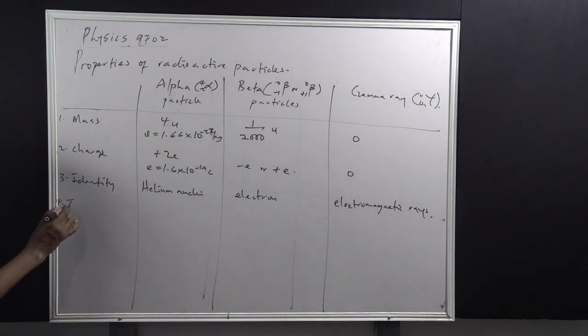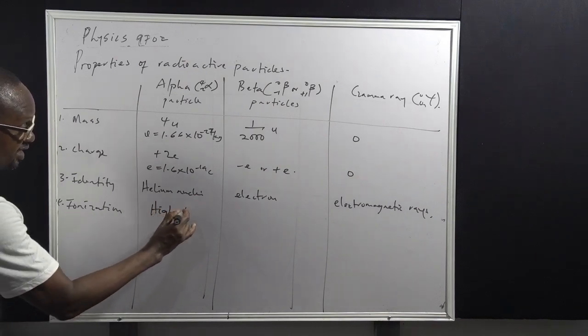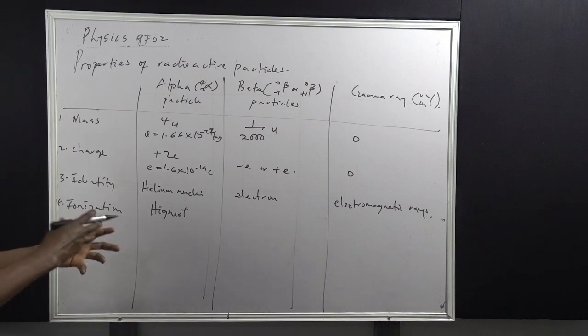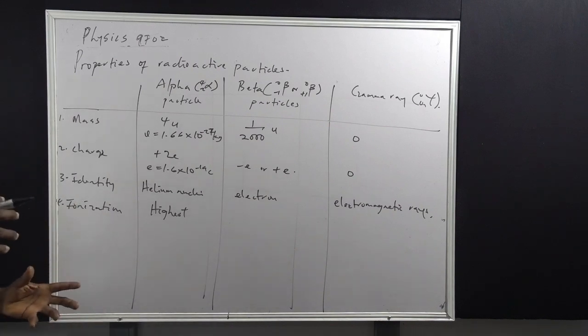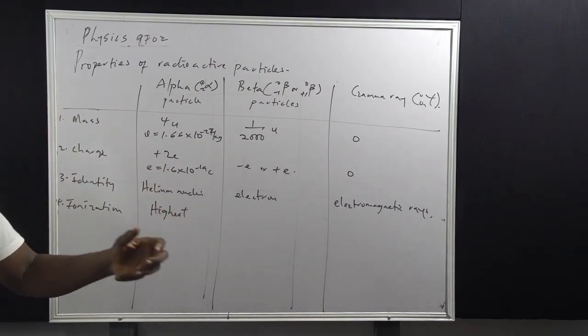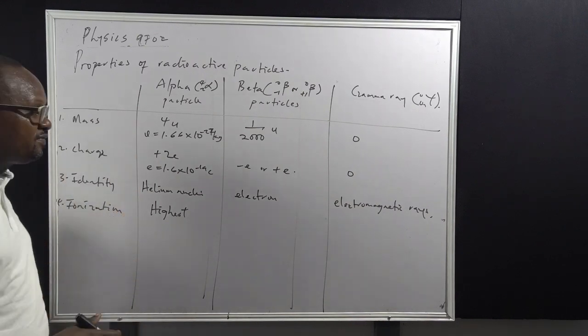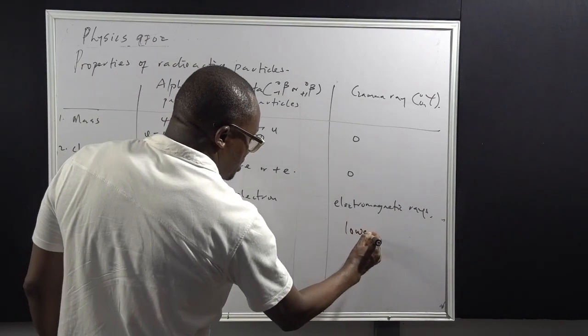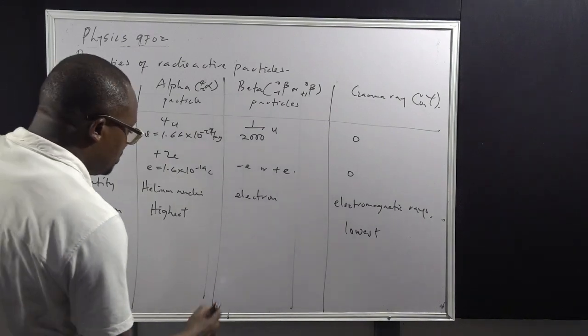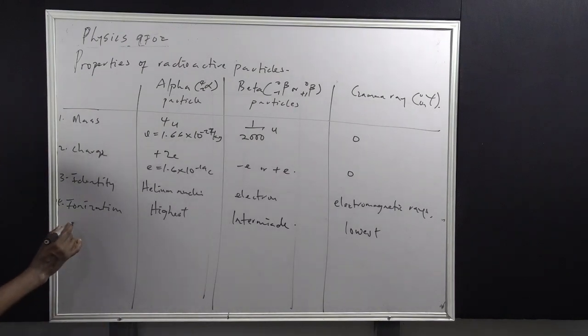Then number 4, ionization. Alpha particle exhibits the highest ionization. Ionization is basically the process in which they remove an electron from the air molecules. So as the alpha particle passes through air molecules, because it has a charge of plus 2, it is able to extract electrons and causes ionization in the air molecules. So ionization is highest in alpha particle. Ionization is negligible in gamma. In beta it is intermediate.